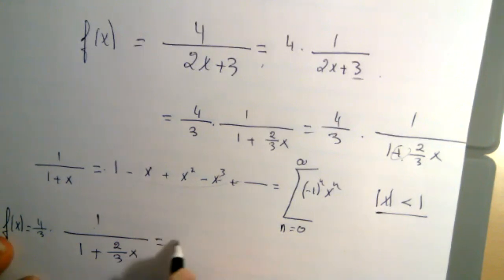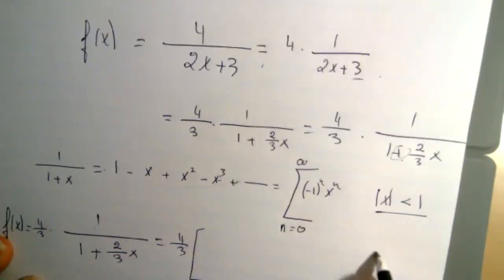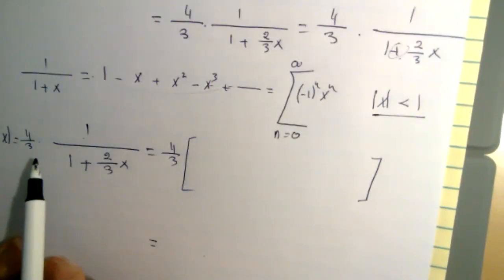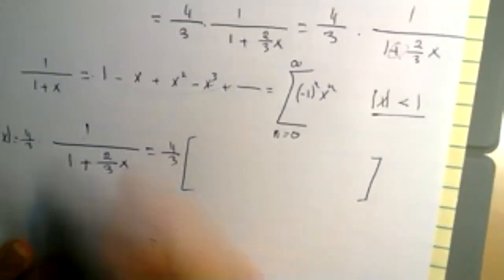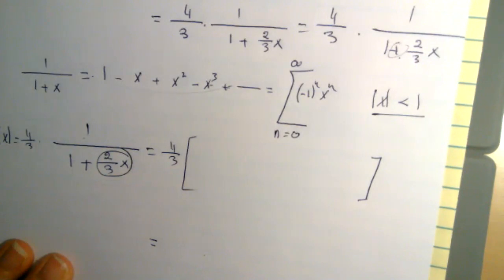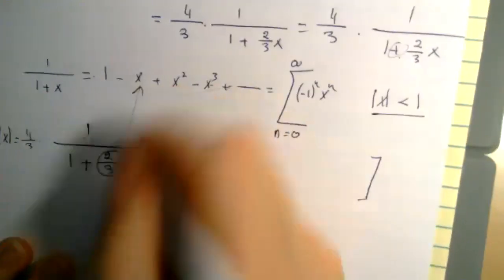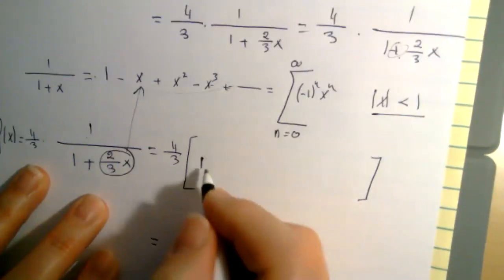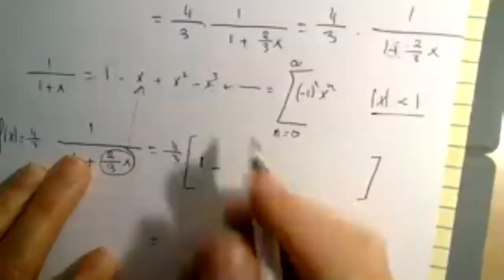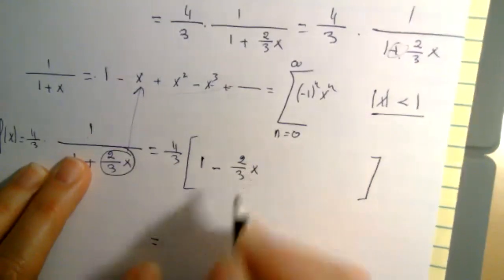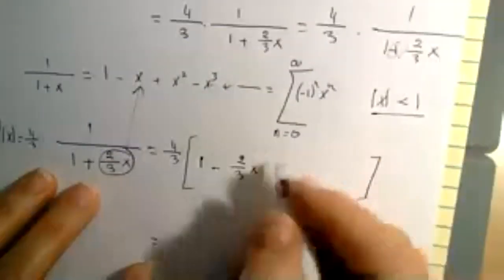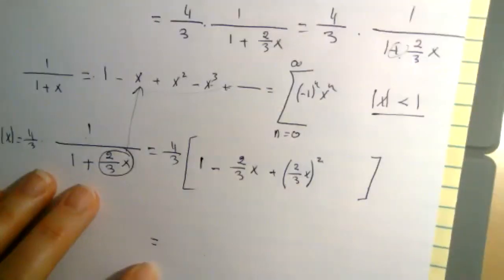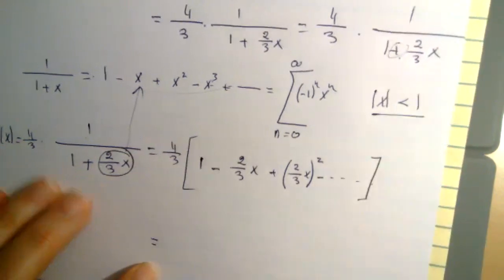So now this is going to be equal to 4 over 3 times, and here I'm going to write it in sigma notation. I'm going to substitute this term, 2 over 3x, in here. So I'm going to have 1 minus whatever that is, x. I'm going to substitute it for 2 over 3x. That is x squared. I'm going to substitute it for 2 over 3x squared, and so on and so forth.